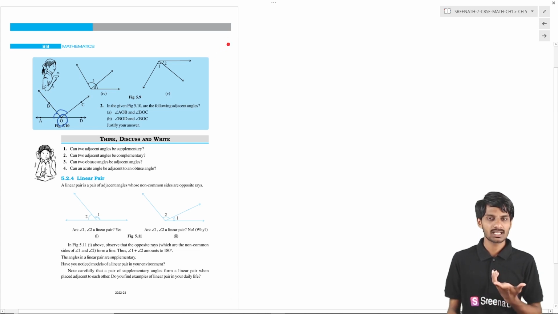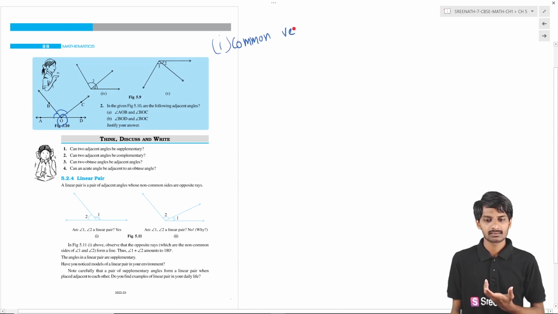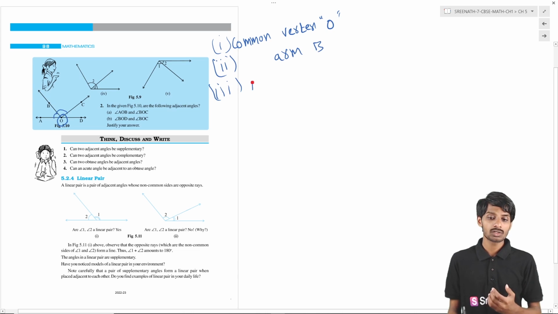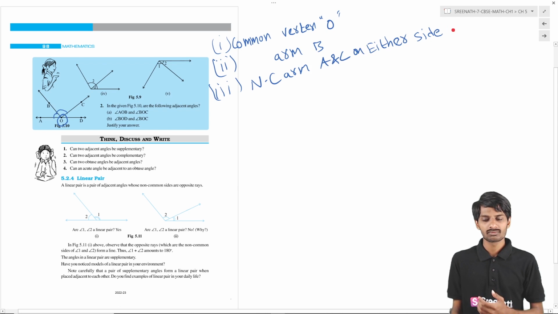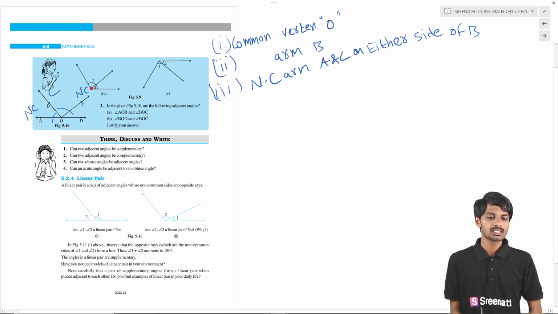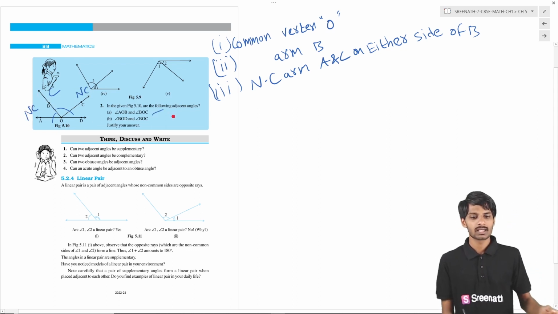So we will justify the answer, students. They have a common vertex O, and they have a common arm. What is the common arm? OB is the common arm, and they have non-common arms A and C on either side of B. So this is the common arm for these two angles, and these are the non-common arms, and these non-common arms are on either side. So these are adjacent angles.